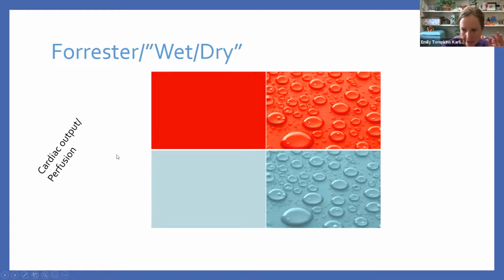On the y-axis, we have cardiac output or perfusion. You could think of it either way. You can see that the top two boxes are red and the bottom two boxes are blue. That implies that in the top two boxes, you're warm, meaning you have normal cardiac output. So if you're anywhere above this line, your cardiac output is normal. And if you're anywhere below this line, you're cold, meaning you have reduced cardiac output. So that's part of the differentiation. You're either warm with normal cardiac output or you're cold with reduced cardiac output.